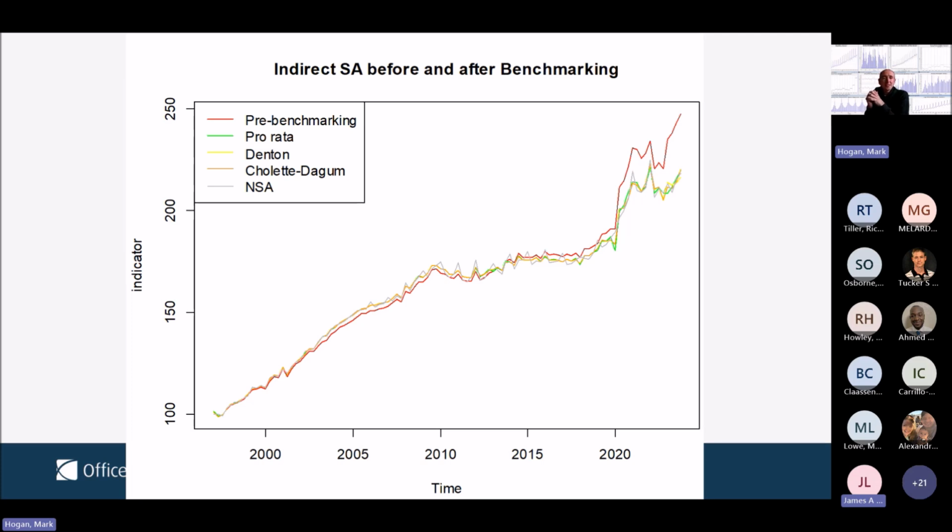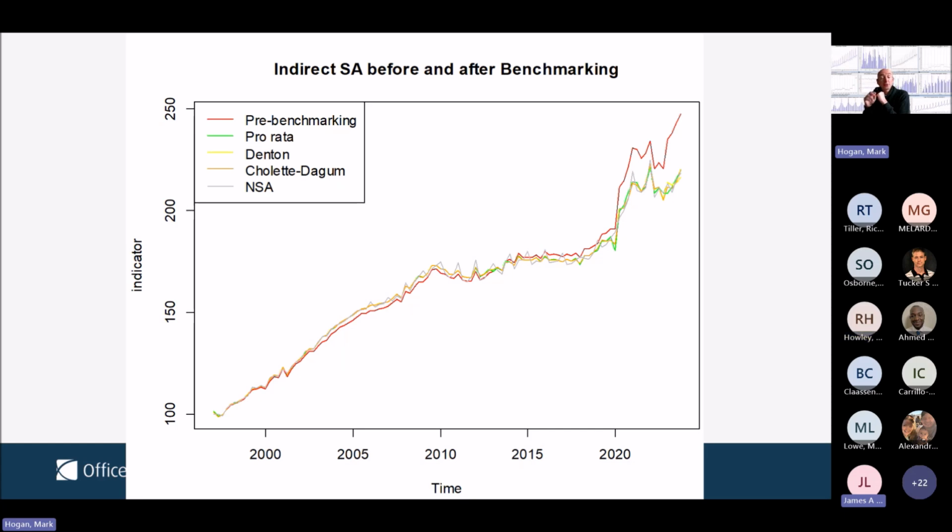On the screen, you can see the non-seasonally adjusted series in grey. In red, you can see the seasonally adjusted with contribution to growth, but pre-benchmarking with this large divergence. And in red, yellow and orange, you can see the various benchmarking methods I used. Now, if you look at those benchmarking series, you may think that benchmarking has done quite a good job because the benchmarked series seem to cut through the peaks and troughs of the non-seasonally adjusted series.